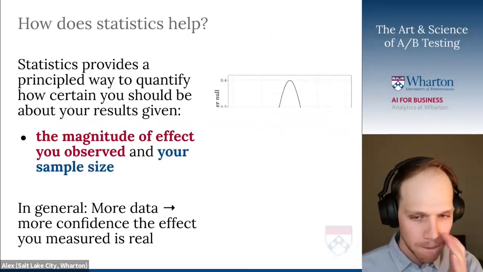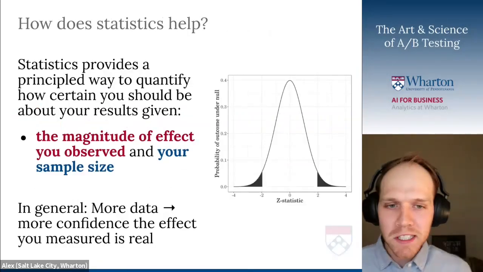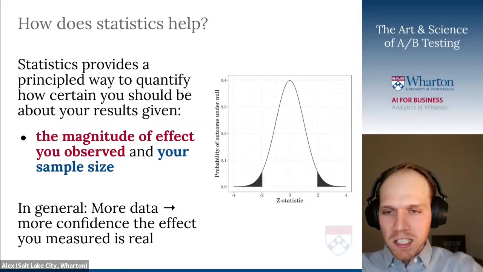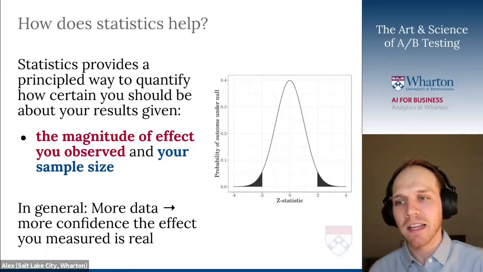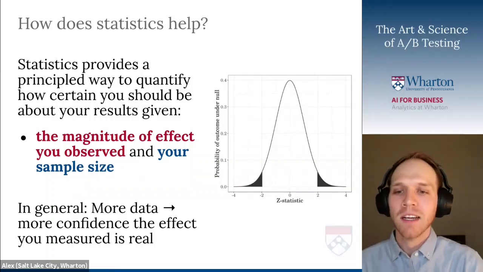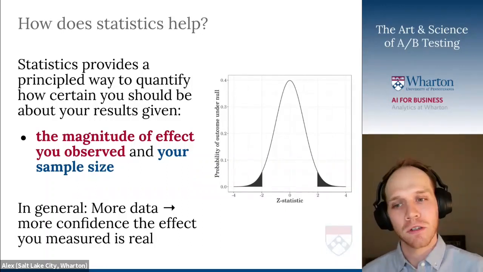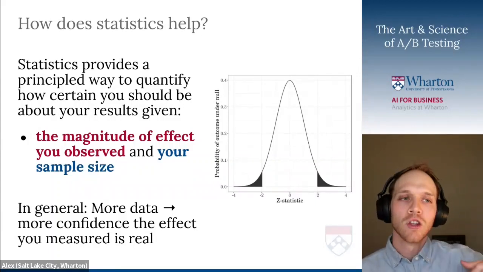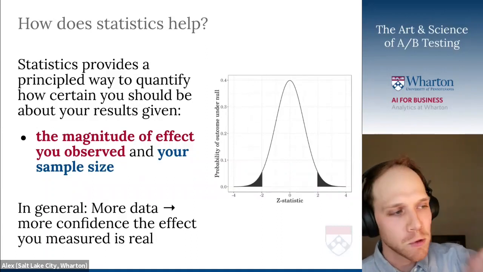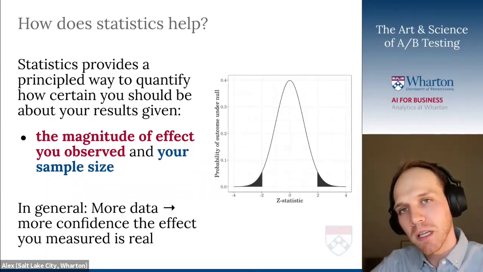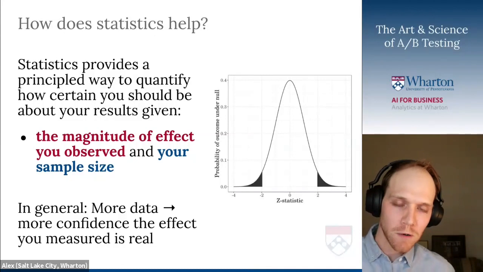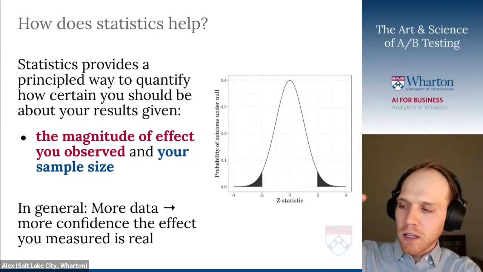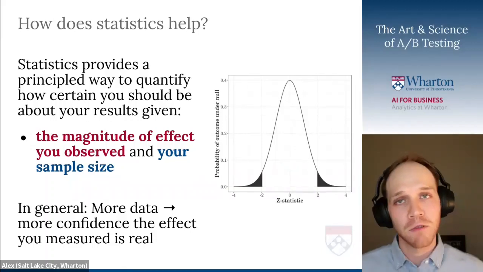Okay, so why do we even need statistics in the first place, right? The main reason is that these statistics provide a principled way of quantifying how certain you should be about your results, depending on the magnitude of the effect that you observed and your sample size, right? So in general, the larger the sample size, the more data you have, the more confident you can be in the magnitude of the effect that you've observed in your experiment.